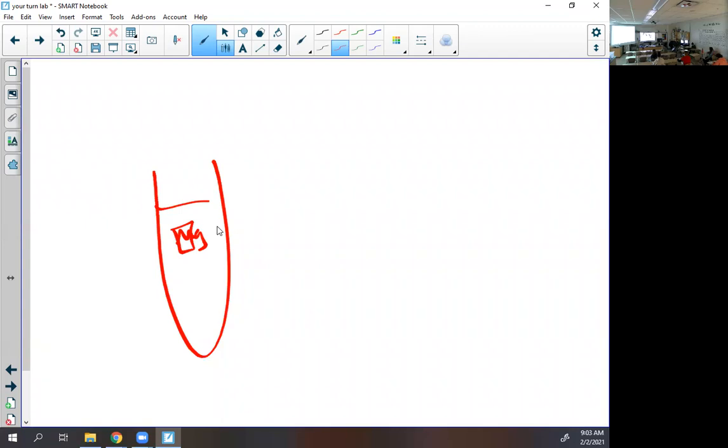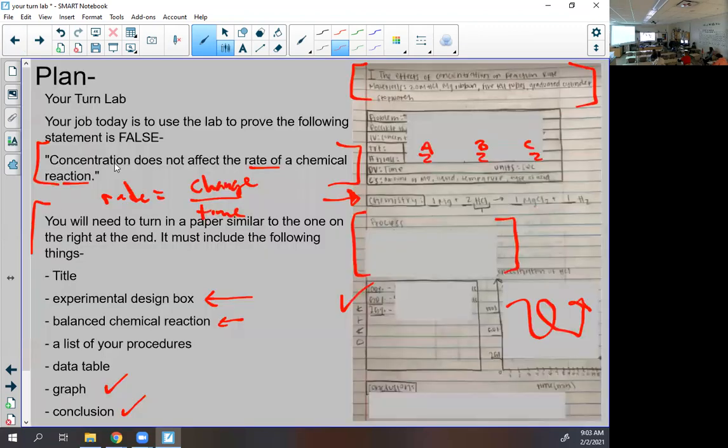Okay, fair enough. On your procedures, make sure you account for the things that you are going to keep constant. So they are written in your constants right here. They're written there. But in your procedures, make sure you account for them. So if you're going to get the same amount of liquid, then your procedure better say, I got 3 milliliters of whatever.